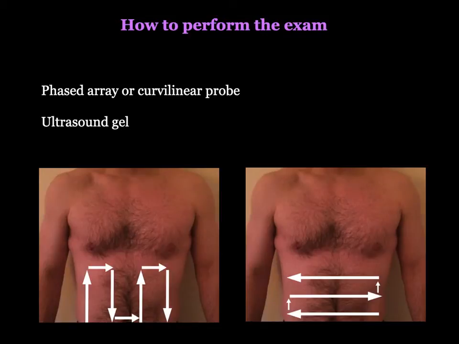So how do we perform this exam? Certainly you could use a phased array or a curvilinear probe, depending on what is available in the emergency department. You want to have a lot of ultrasound gel, and you want to walk across the abdomen, and you can do this in horizontal or vertical rows. You want to make sure that you get the right upper quadrant, left upper quadrant, as well as the right and left lower quadrants as well.